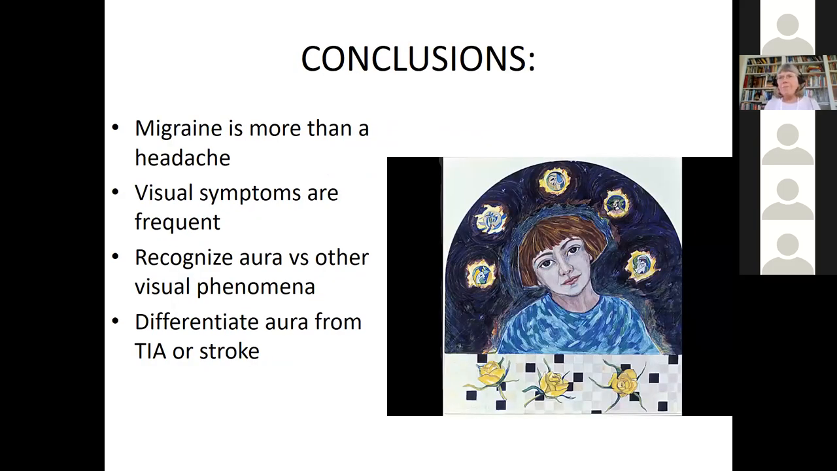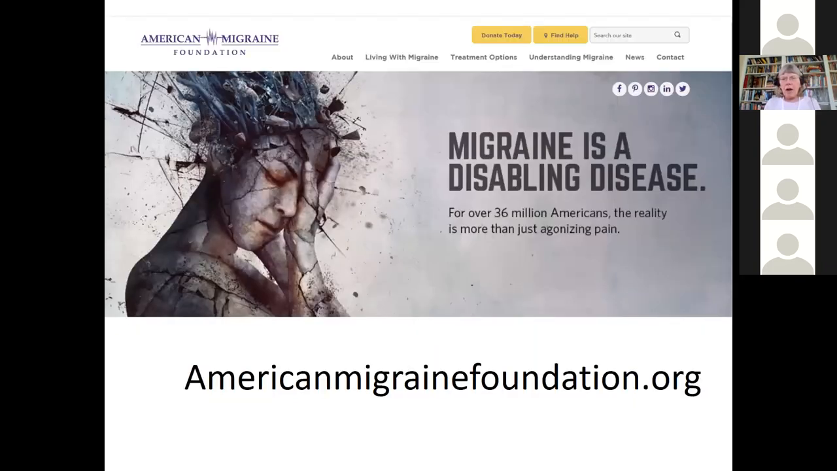So I hope that, I wanted to save a few minutes for questions. I hope you understand that migraine is more than a headache, that visual symptoms are frequent. I really want a neurologist to always be able to recognize aura versus other visual phenomenon and differentiate aura from a TIA or a stroke. You can direct your patients to the American Migraine Foundation. Lots of great information. There's information about migraine with auras and aura in general.